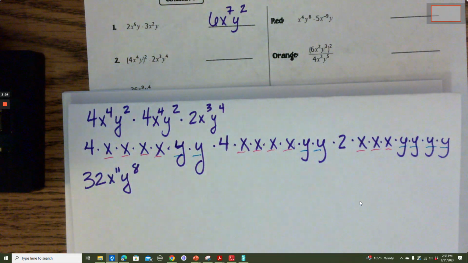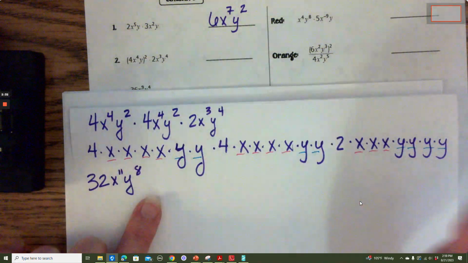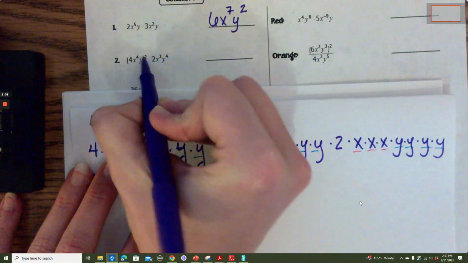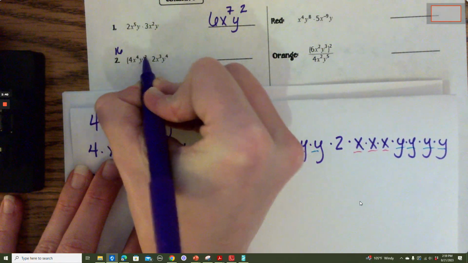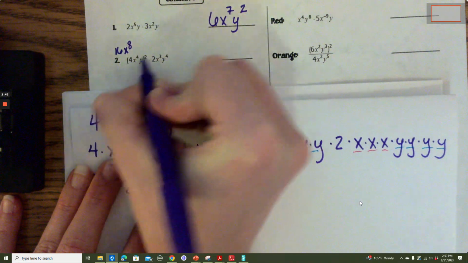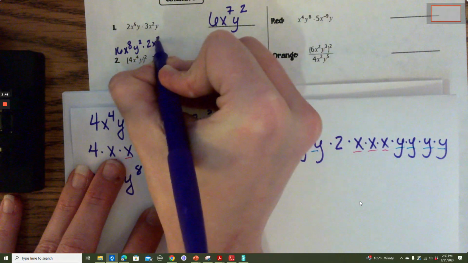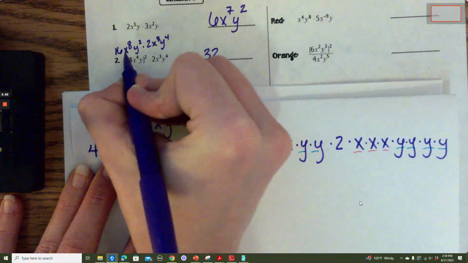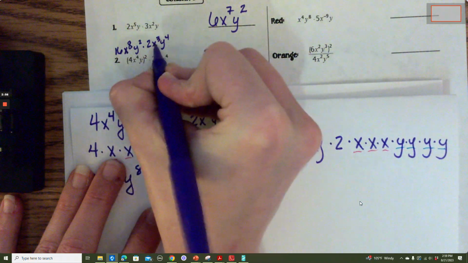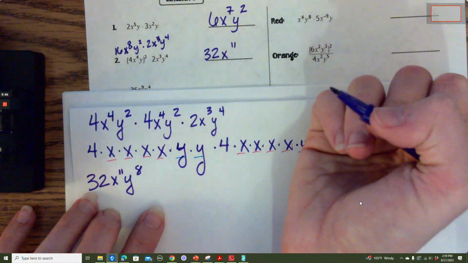There are exponent laws where you don't have to write everything out like that. So when I have an exponent to an exponent, I multiply them together. So like 4 squared is 16. And then x to the 4th squared, I do 4 times 2, and that's an 8. And then y squared would just be y squared. And so I would do 16 times 2 is 32. And then I just add. X to the 8th, x to the 3rd. 8 plus 3 is 11. Y to the 2nd, y to the 4th.